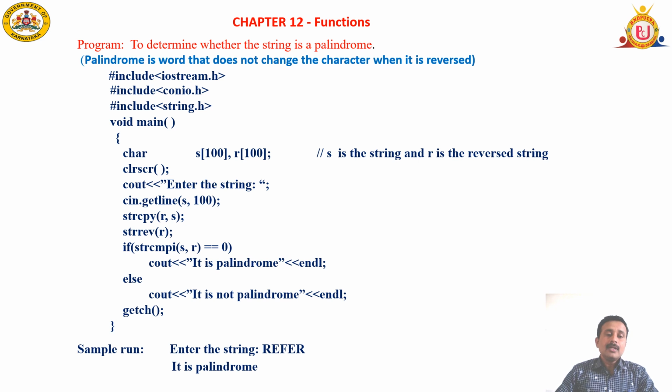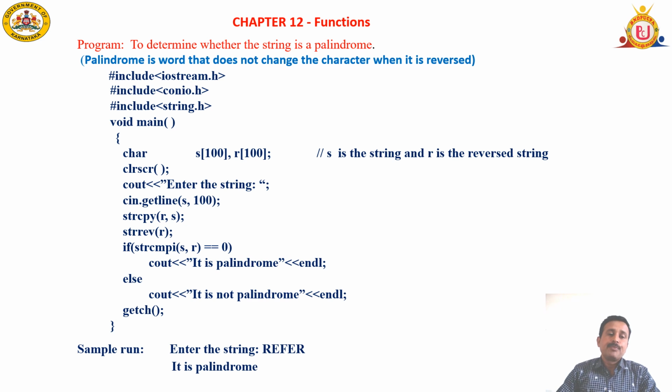Then I am going to reverse only the contents of r, strrev of r. Now I am going to compare using strcmpi, ignoring the case difference, s with r. If both strings are exactly equal, then the resultant value will become 0. It is going to compare 0 with 0, if it is true, if both are 0, then it is going to print it is palindrome.